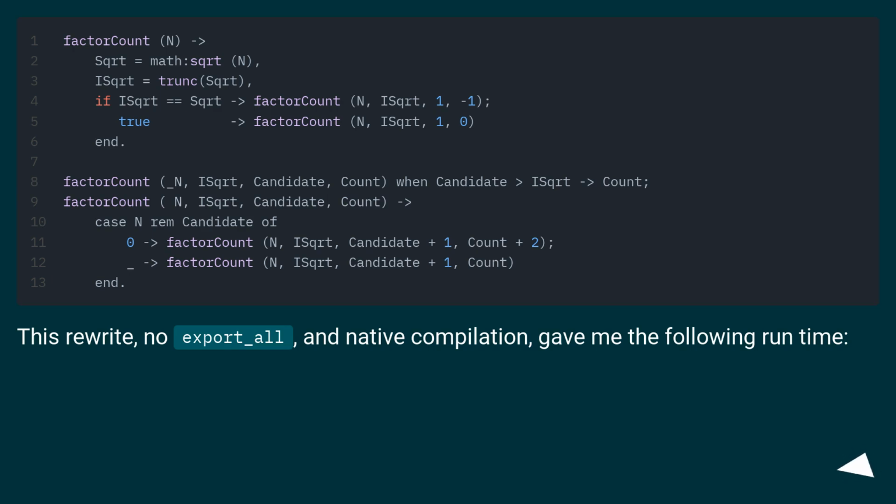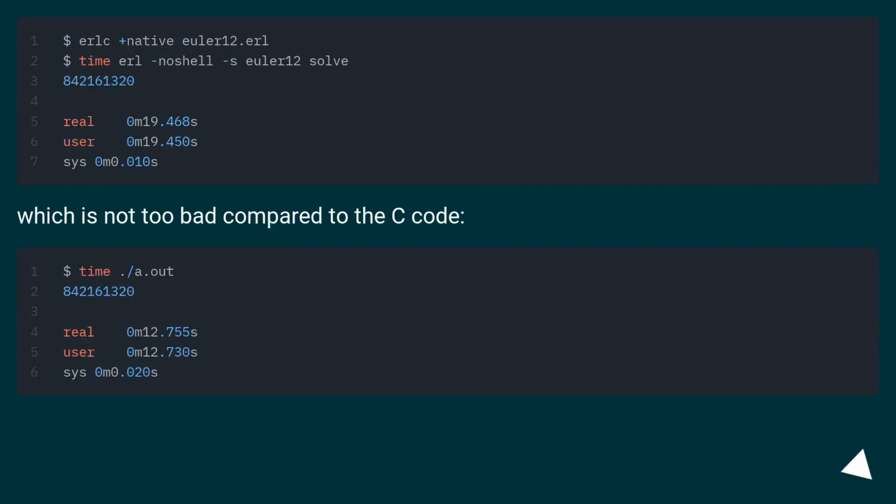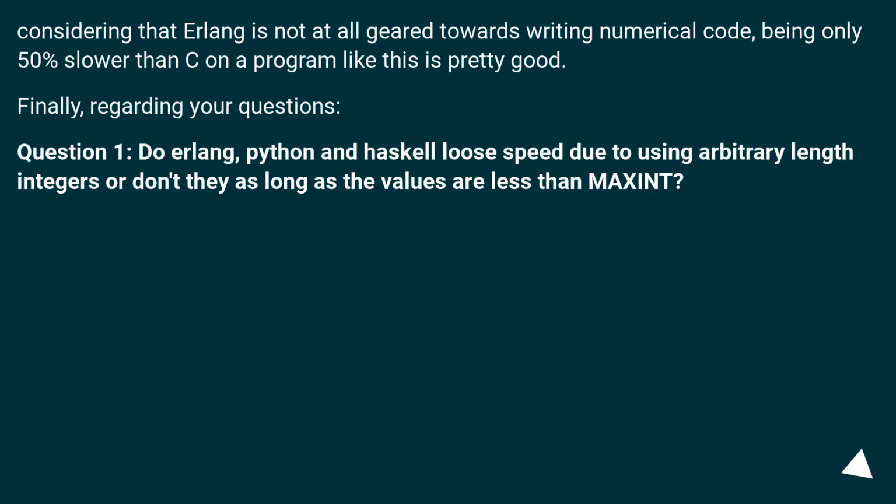This rewrite, with no export_all, and native compilation, gave me the following run time. Which is not too bad compared to the C code. Considering that Erlang is not at all geared towards writing numerical code, being only 50% slower than C on a program like this is pretty good.